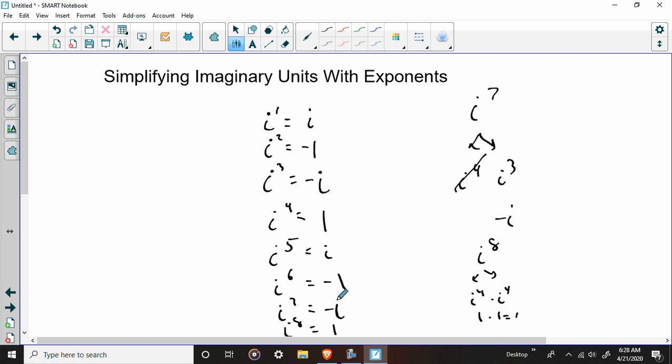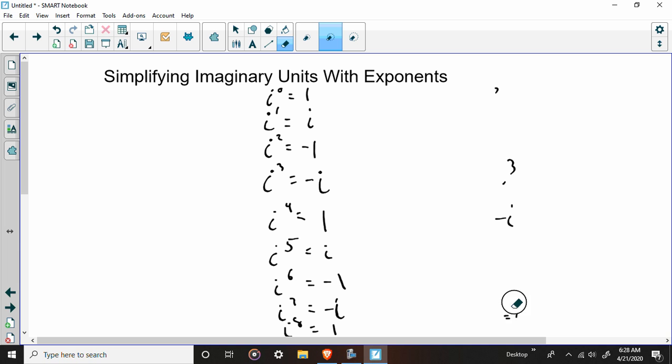-1, -i, 1, right? So we just have this pattern that goes on and on and on. And just to support that, we know that anything raised to the 0 power is 1, right? So if we continue this pattern, i to the 0 power is 1. So it goes 1, i, -1, -i, 1, and it would repeat going down and down. Okay? So again, let's take a look at some examples and how you're going to find this.